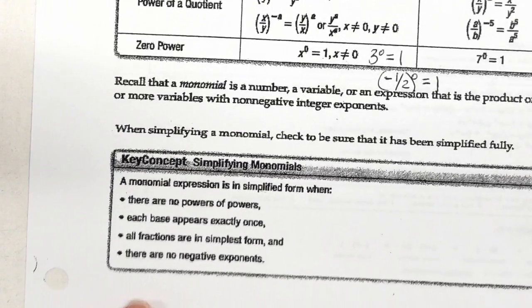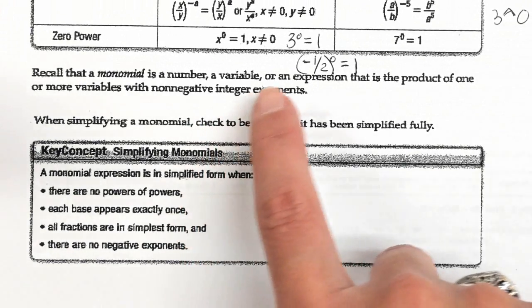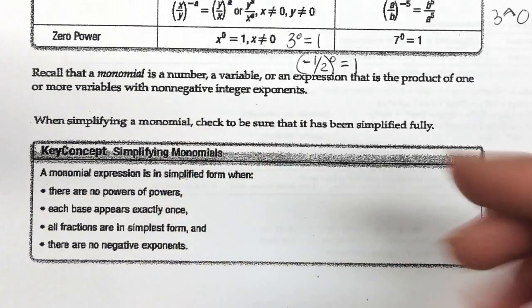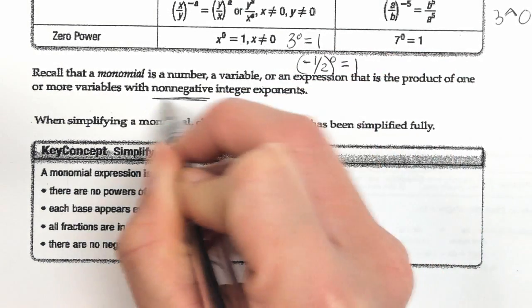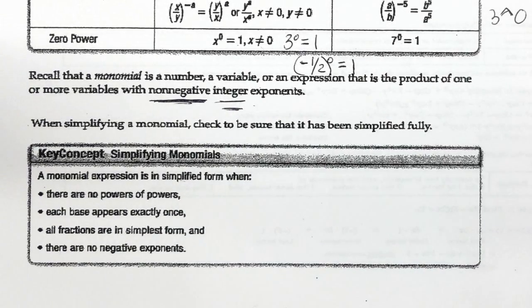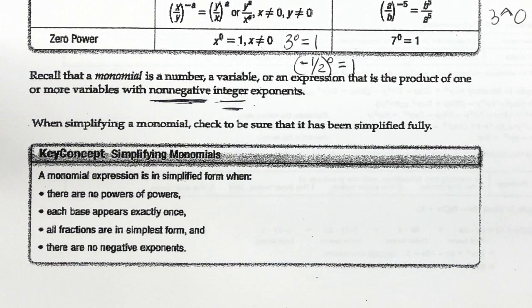Okay? Alright, let's talk about a monomial. A monomial is a number, a variable, or an expression that is the product of one or more variables with non-negative integer exponents. Underline those. Non-negative integer exponents. Non-negative means literally no negative numbers, right? So 1, 2, 3, 4.